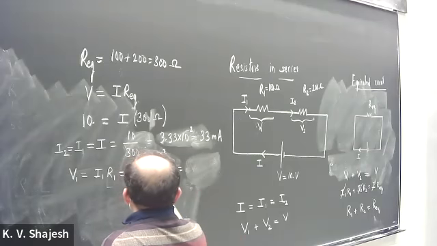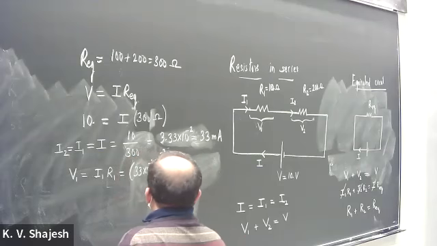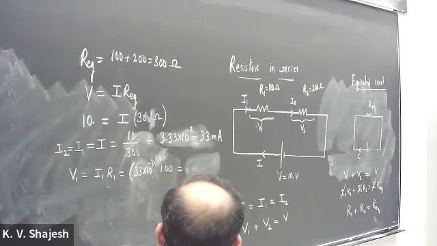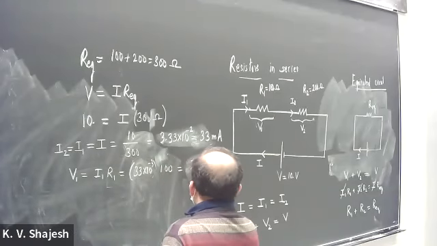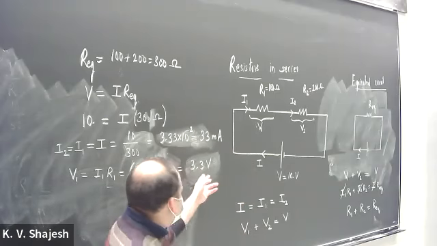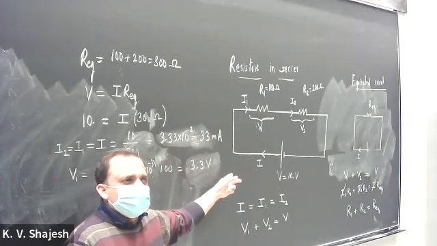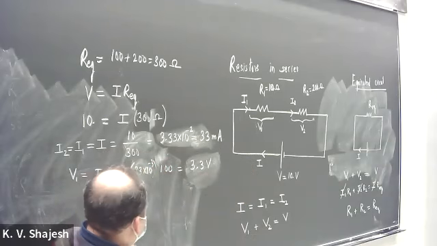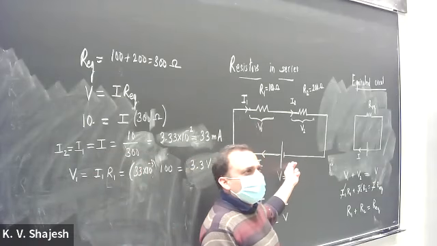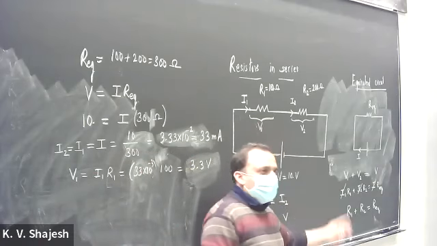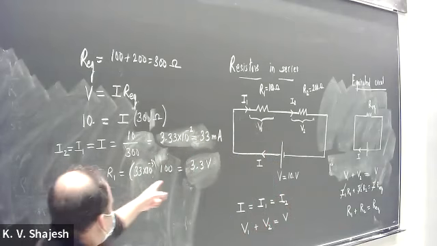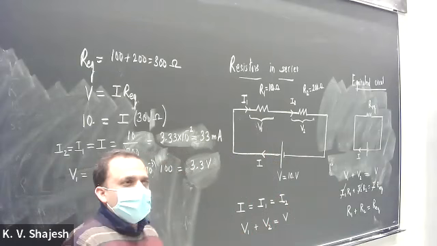into 10 raised to minus 3 into 100, and that's about 3.3 volts. How did I know that there was a mistake? I was earlier getting about 0.033, and I know that V1 plus V2 has to add up to 10 volts. So that's a small check you have, that these two voltages should add up to 10. Whatever number you have, you can check it that way. So if it was that small, I knew that it won't add up to 10.